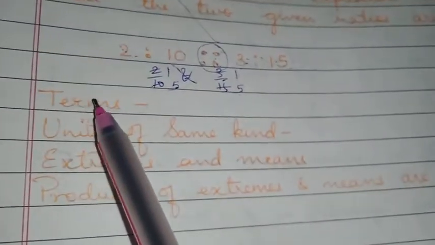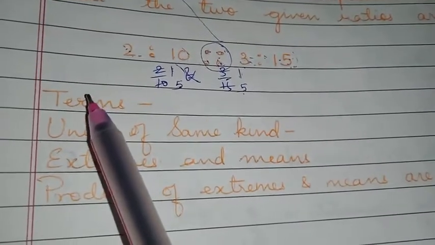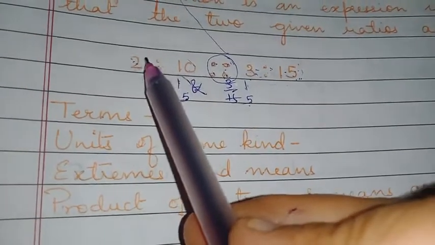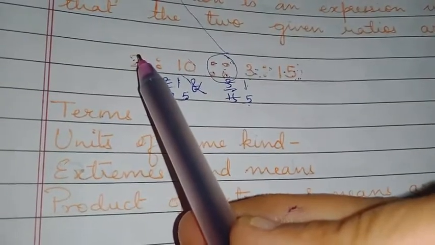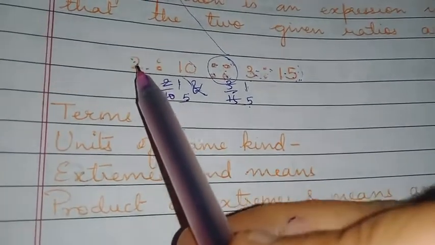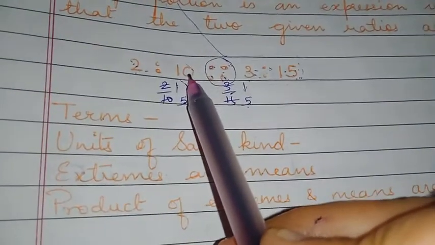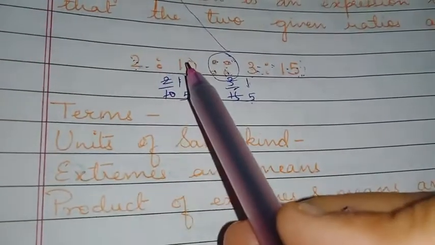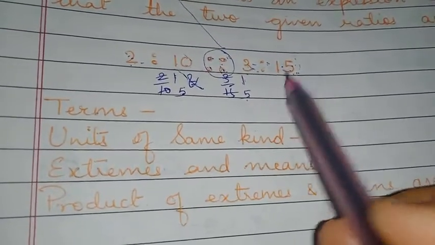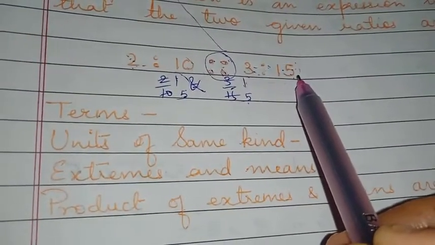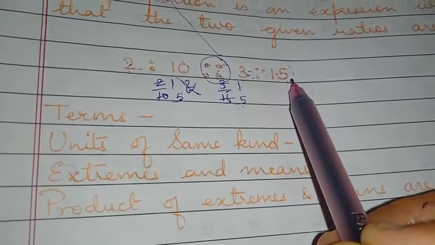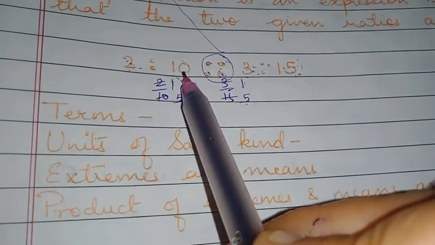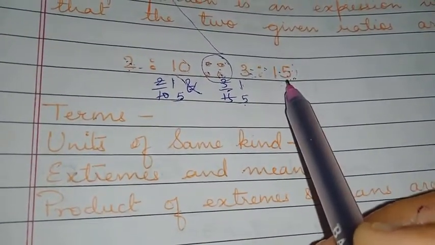Now, let us see terms. How are terms associated in this? Now, since we have two ratios equal, let us see how they are named. So, this is the first term, this is the second term, third term and fourth term. So, there are four terms in this proportion. They are also known as first proportional, second proportional, third proportional and fourth proportional.